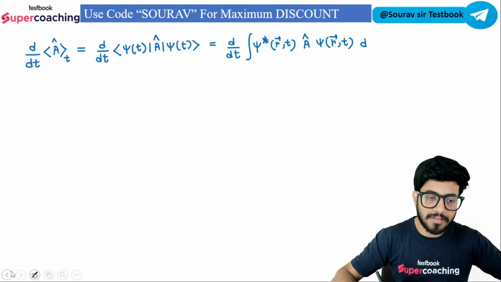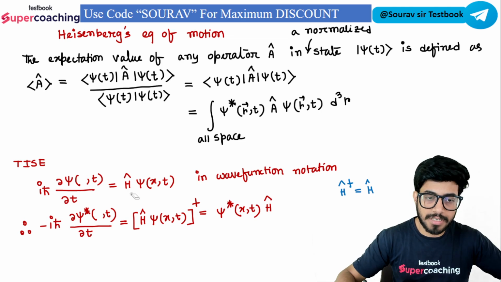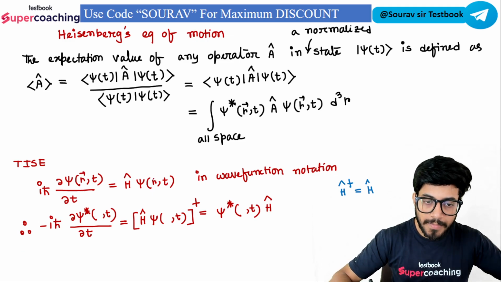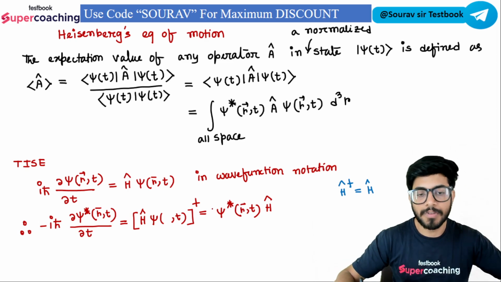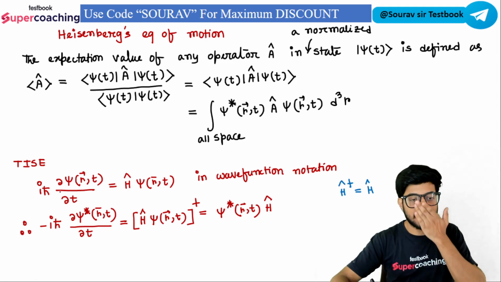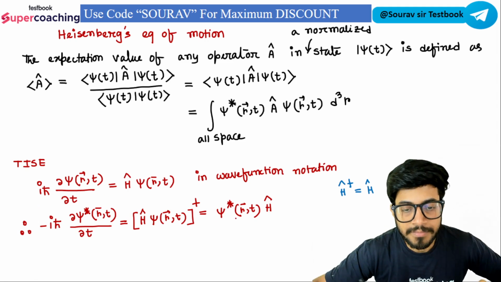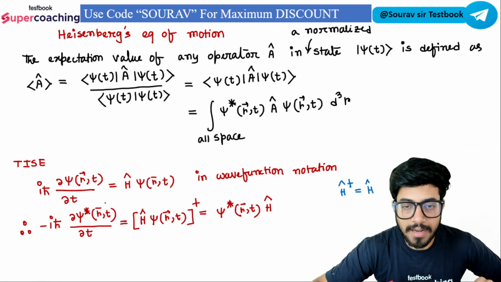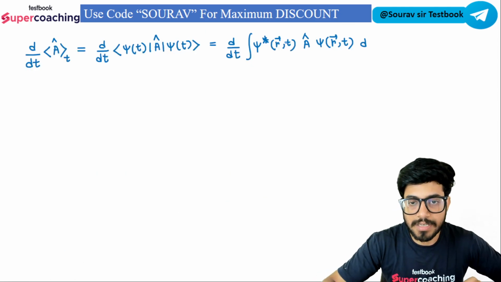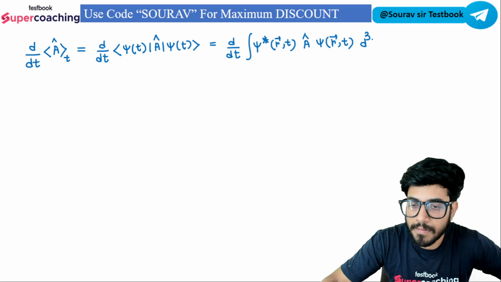In 3D, I think 3D would be rather better. I shouldn't just bring it in one dimension. Let's just write down the equation in 3D, so it will become r everywhere, psi of r comma t. Good, everywhere it is r. So you can see this equation is in r comma t, with d cube r.